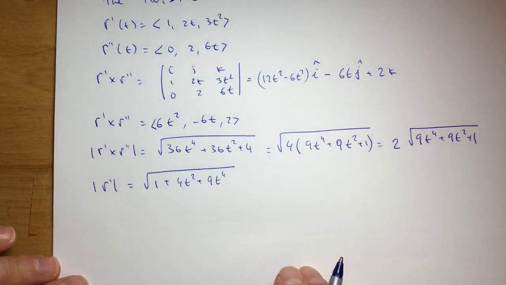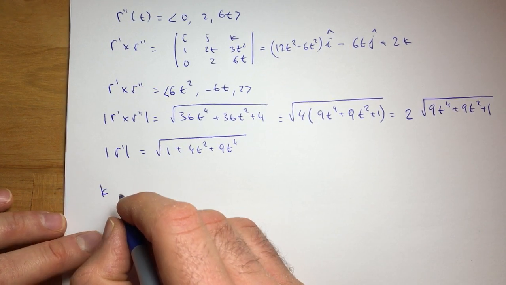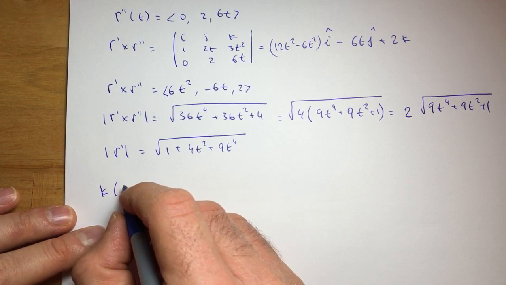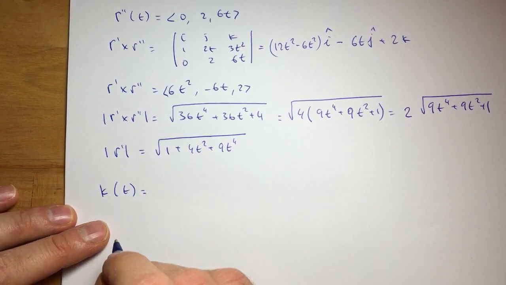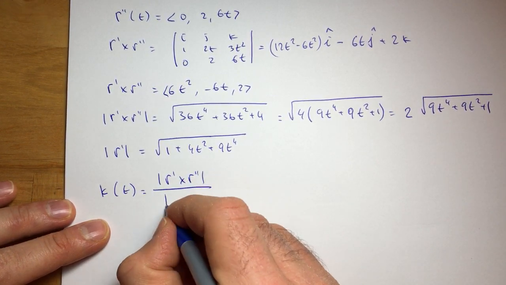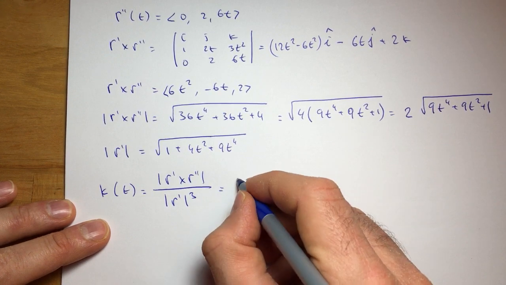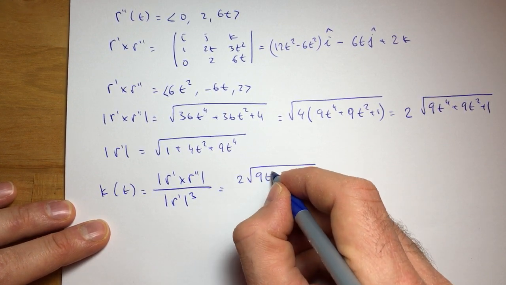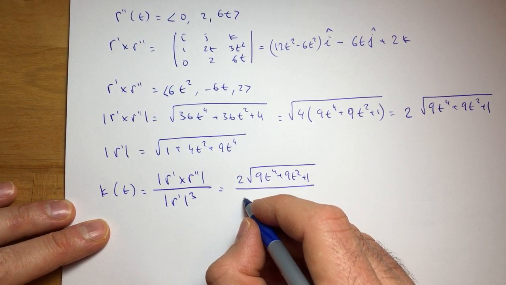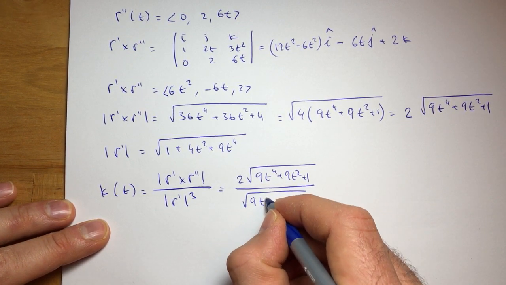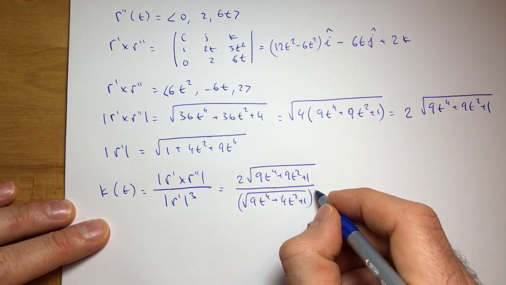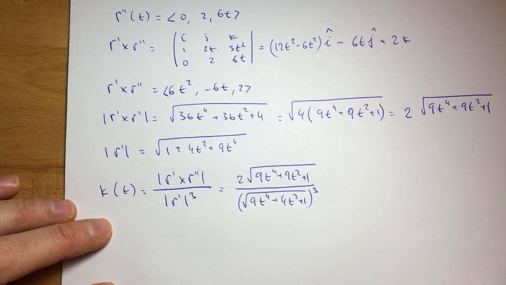Okay, that means that the curvature of this twisted cubic at any point t is equal to 2 times the square root of 9t to the power of 4 plus 9t squared plus 1, over the square root of 9t to the power 4 plus 4t squared plus 1, the whole thing to the power of 3.